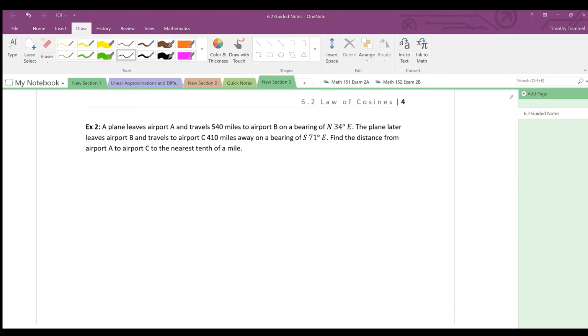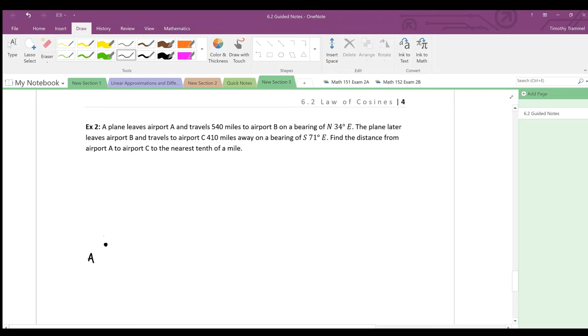Example 2: a plane leaves airport A and travels 540 miles to airport B on a bearing of north 34 degrees east. I'd like us to start off by just sketching that, and then we'll read the rest of this in a minute. Okay. So let's put a point down here somewhere. Let's call this airport A. And we want to travel north 34 degrees east.